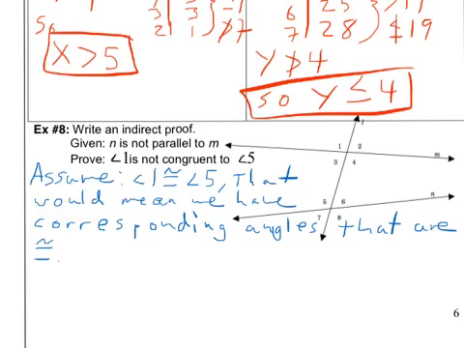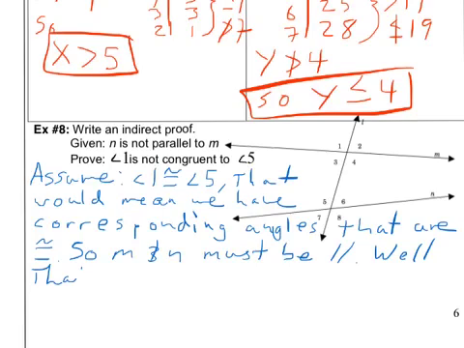Well, we learned a while back, this is chapter 3, that if we have corresponding angles that are congruent, that means that these lines must be parallel. So we could say, so M and N must be parallel. Well, that contradicts the given.